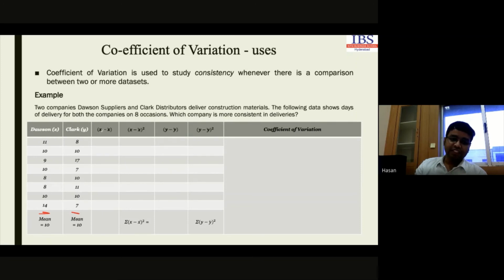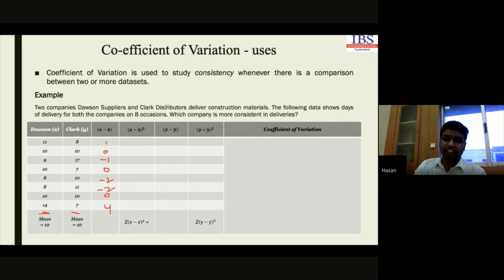If we take the deviations x minus x̄, that's 10 minus 10 is 0, 11 minus 10 is 1, 10 minus 10 is 0, 9 minus 10 is minus 1, 10 minus 10 is again 0, again minus 2. In this way, we have to take the deviation, right? Are you getting my point?